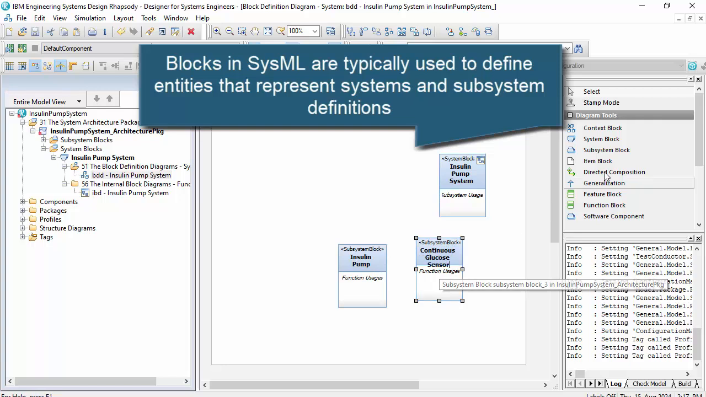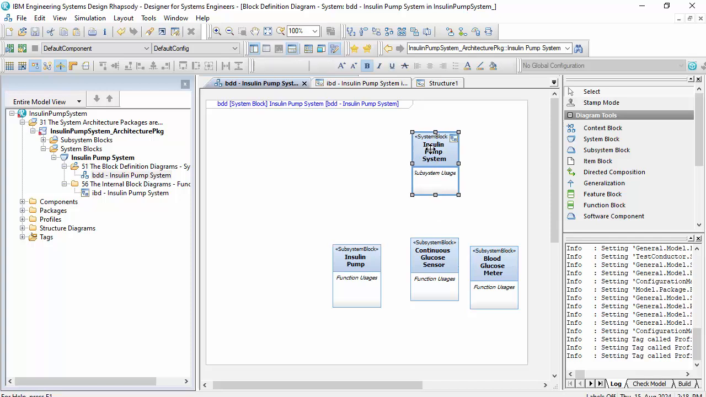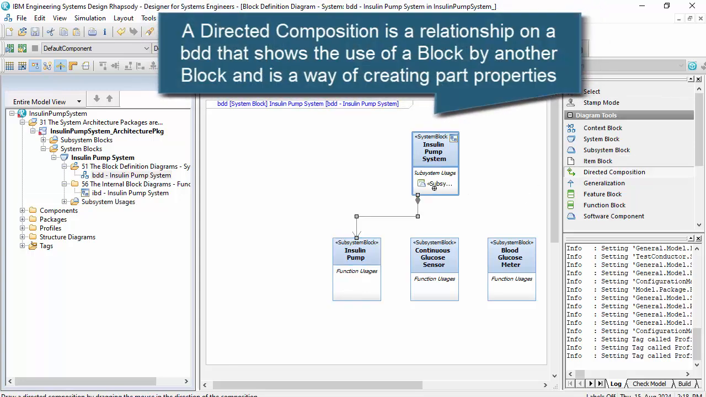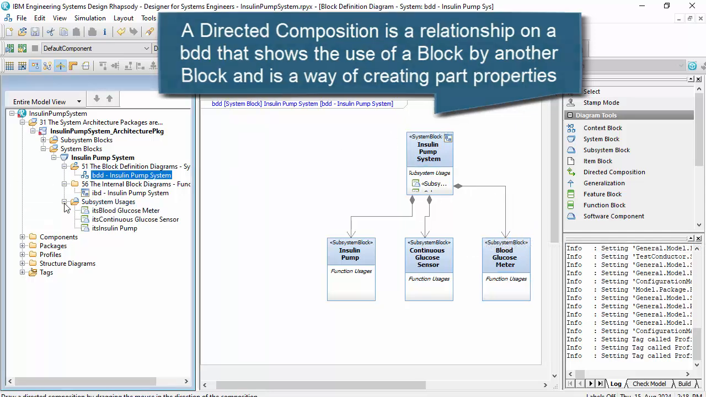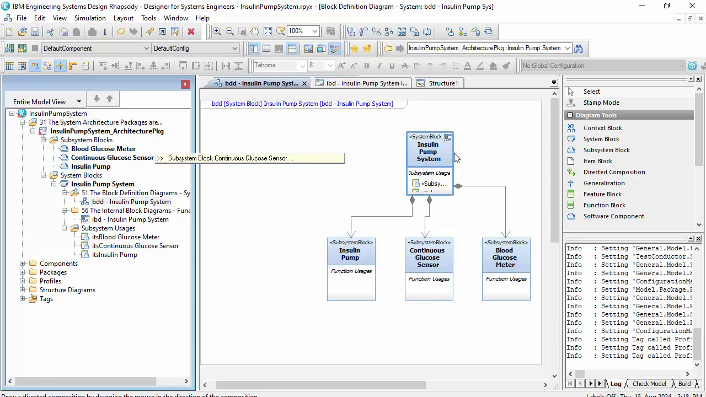glucose sensor, and a blood glucose meter. So this is something called a block definition diagram in SysML, and it's derived from the class diagram in UML, allows me to do directed decomposition to be able to create part relationships between these elements. So my insulin pump system now has three part properties typed by these subsystems.